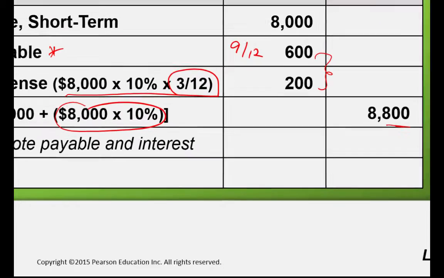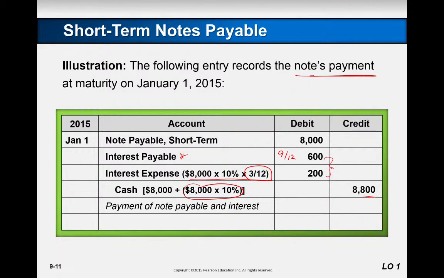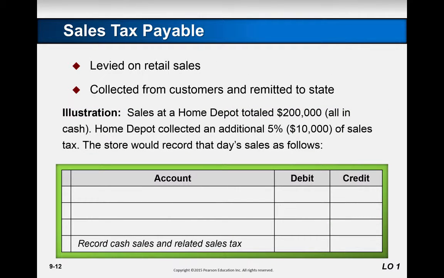You see our $800 here adding to these two amounts. Now, for sales tax payable, usually for retail sales, the sales tax payable ranges from 5% to 7%.